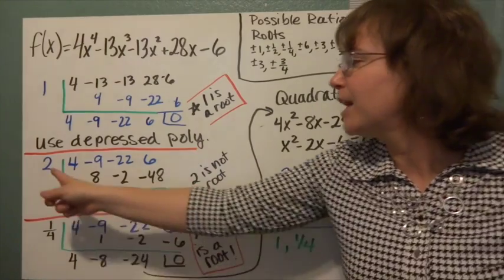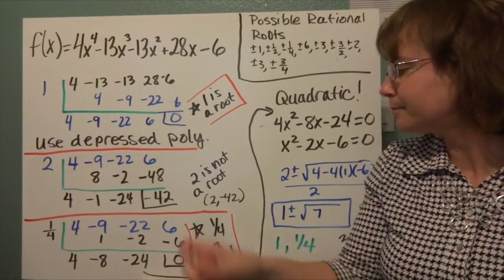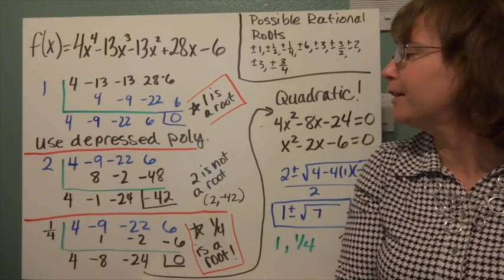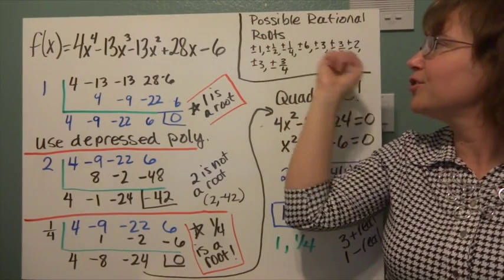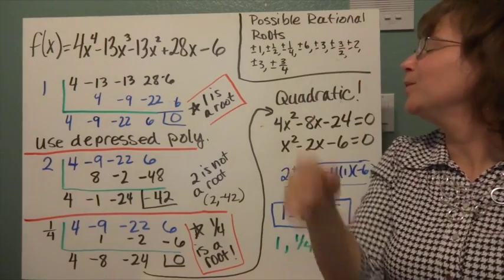However, I do know that (2, -42) is a point on my graph. So this is a point I could use if I were graphing this polynomial function. So you would go through these and try some of the ones. I usually try the easy ones first, the plus and minus 1 and the 2.